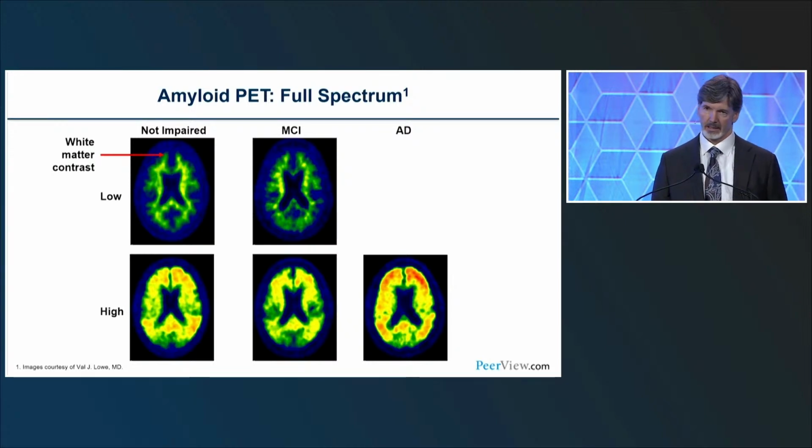Amyloid imaging interpretation, once you've seen a bunch of them, gets relatively simple. You have to watch out for some of the artifacts. But that's what you're after, a pattern that shows this finger-like white matter uptake throughout the brain versus homogeneous uptake right out to the gray matter ribbon.